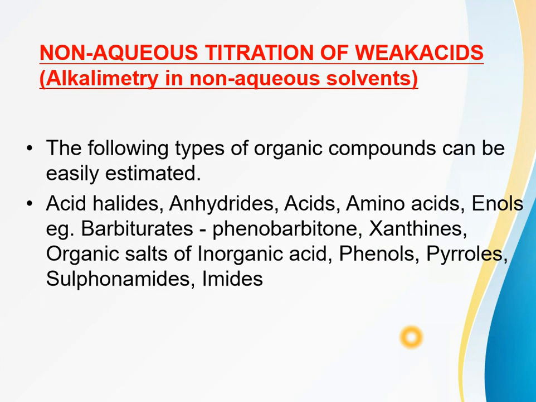Now next is the non-aqueous titration of weak acid, or alkalimetry in non-aqueous solvents. Which components are taken for this method? The acid halides, anhydrides, acids, amino acids, enols, etc. Examples are barbiturates, phenobarbitone, xanthines, organic salts of inorganic acids, phenols, pyrroles, sulfonamides, amides. These are the compounds that are easily estimated by using the non-aqueous titration of the weak acid, that is, alkalimetry in the non-aqueous solvents.